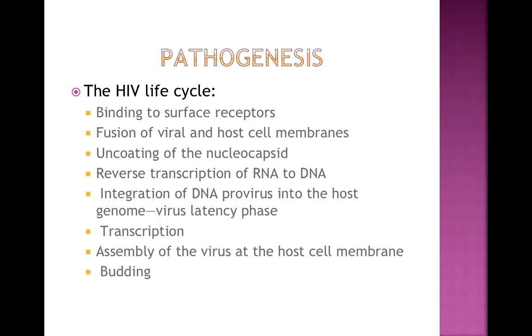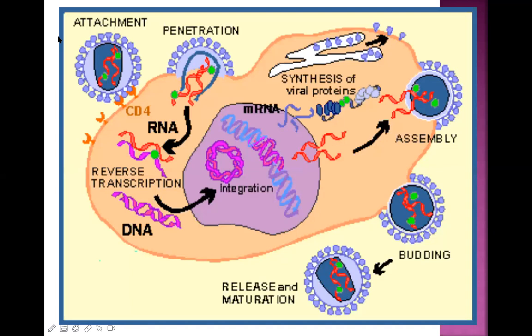So let's discuss this with the help of a picture. See here. What is the first step here? Attachment. Look here. These cap-like structures are GP120. These stem-like structures are GP41. This is called capsid, and the inner one is called nucleocapsid. These are the strands of RNA, and what are these? These are the different enzymes which are present in HIV. There are three main enzymes: reverse transcriptase, protease, and integrase. Now, see here, this GP120 is attaching with the CD4 cell receptors.